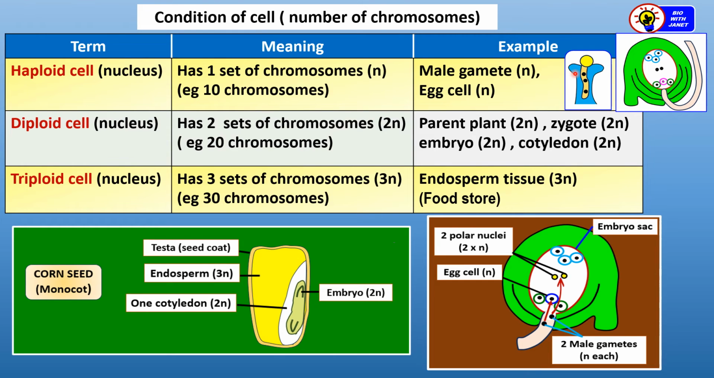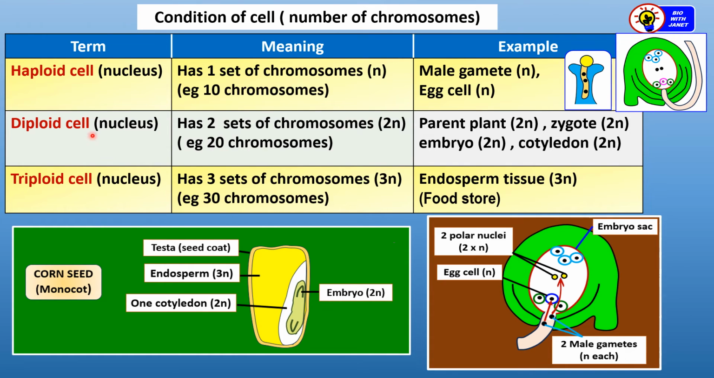So examples are the male gametes found in the pollen tube here, right? And below is the tube nucleus, which is also haploid. And then we have the egg cell here inside the embryo sac here. So this is also haploid. Now, the haploid cell is very important because when two haploid cells or two haploid gametes fuse together, then they will restore the diploid condition in the zygote. Okay? Because n plus n equals 2n.